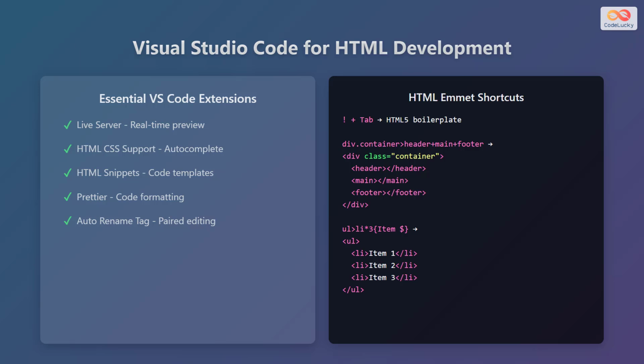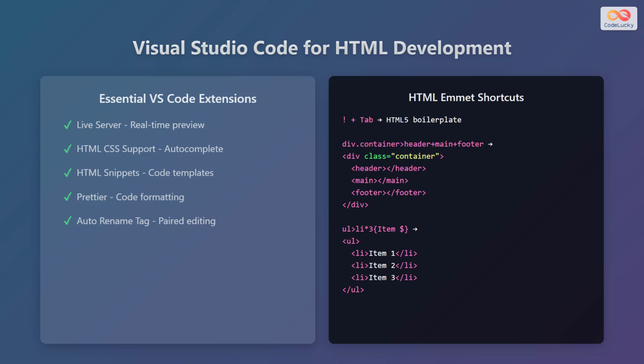Now, let's focus on Visual Studio Code and its features for HTML development. Here are some essential extensions for Visual Studio Code. Live Server, which provides real-time preview. HTML CSS support, which provides autocomplete feature. HTML snippets for code templates. Prettier for code formatting and auto-rename tag for paired editing.